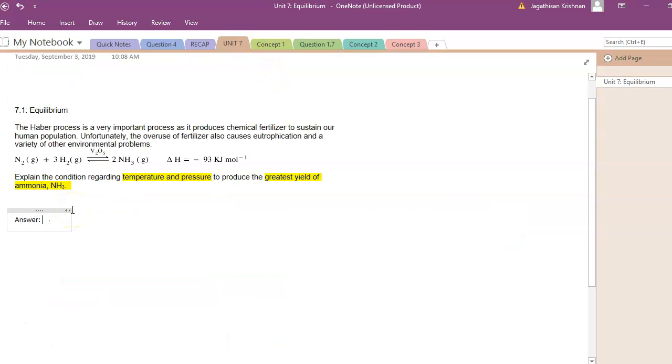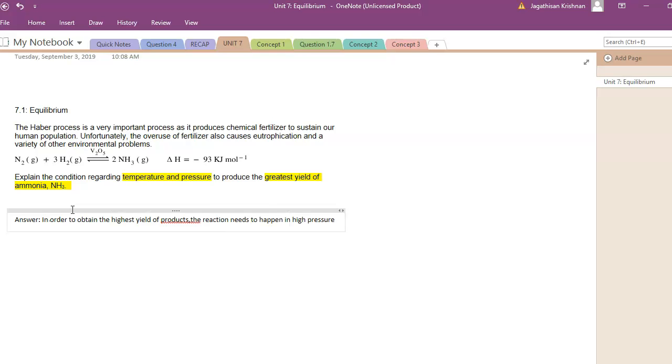In order to obtain the highest yield of products, the reaction needs to happen in high pressure and at lower temperatures.